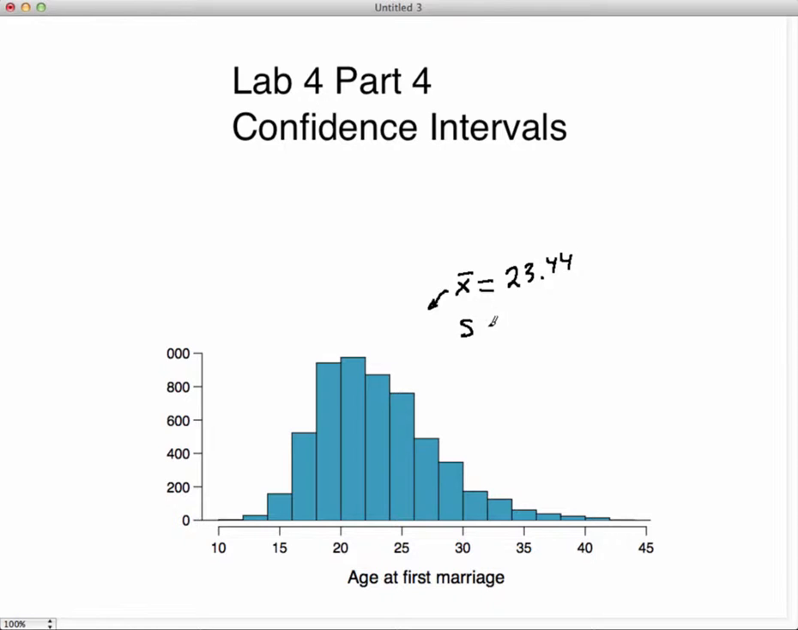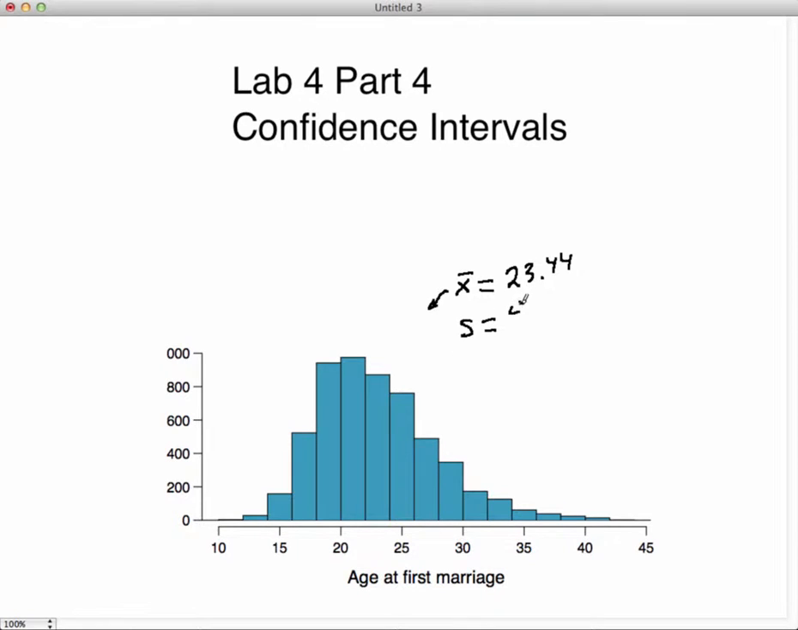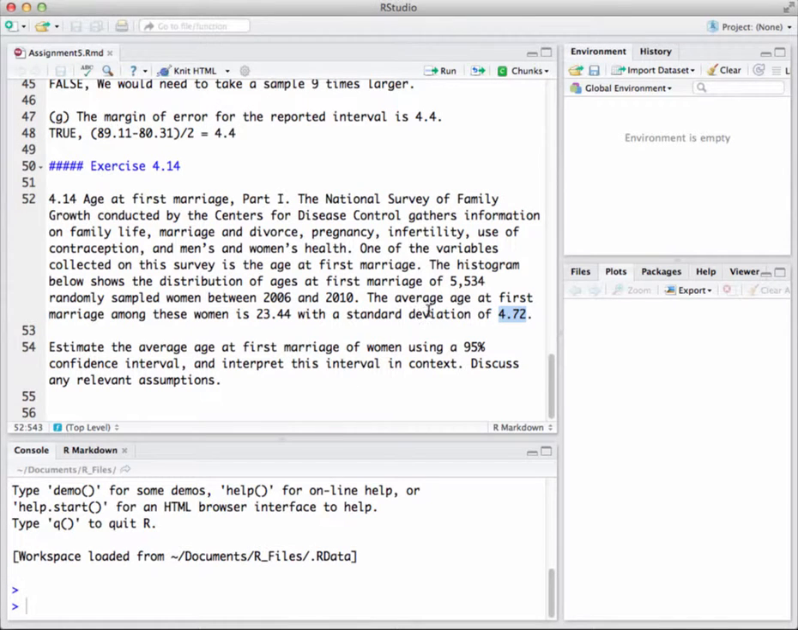And we know that S, our sample standard deviation for this particular distribution, was given by 4.72. All right, now what they want us to do is create a 95% confidence interval based upon that. And one more piece of information that we will need is the size of our sample. That was 5,534, if I recall correctly. Let's go take a look. Yeah, 5,534. Make sure you get the right numbers copied down. That's huge.